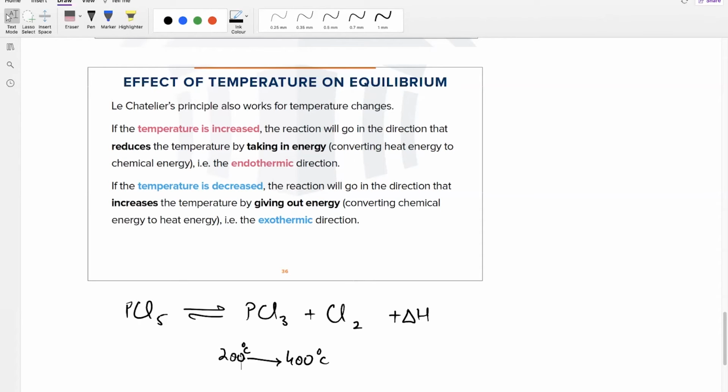And what have we done? We have increased the kinetic energy. Now, because we have increased the kinetic energy, we have given them more energy. So the reaction is going to try to release that energy, reduce that energy. And because I have increased the temperature, it's going to try to decrease the temperature. So it will go into the forward side, because the forward side is endothermic. It absorbs the energy. Exothermic releases energy and endothermic absorbs energy.